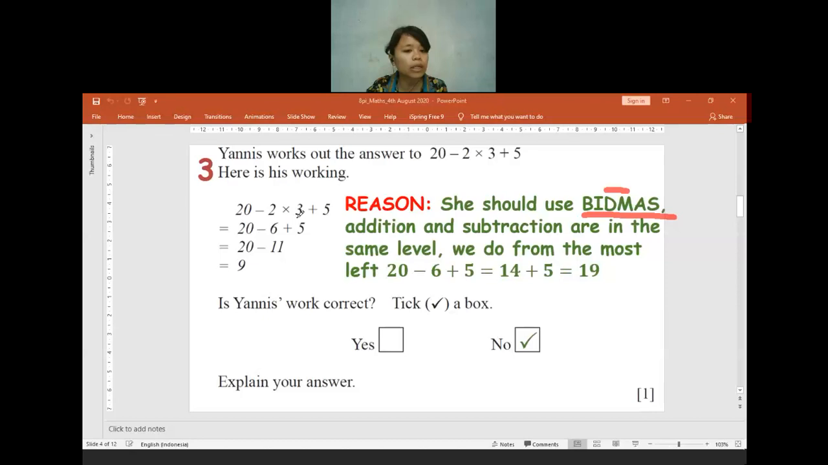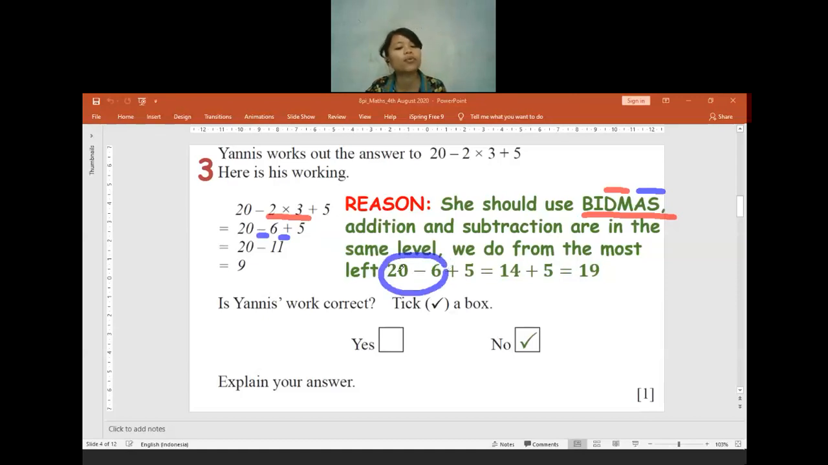And on Yanis's working, yes, she did it correctly. She did 2 times 3 first. But after multiplication, we have addition and subtraction. Remember, addition and subtraction are on the same level. Whatever comes first, you do first. It doesn't mean that because the letter A comes first, you have to do the addition first. No, it depends on which calculation comes first. In this calculation, there is subtraction and addition, but subtraction comes first, so we have to finish the subtraction first.